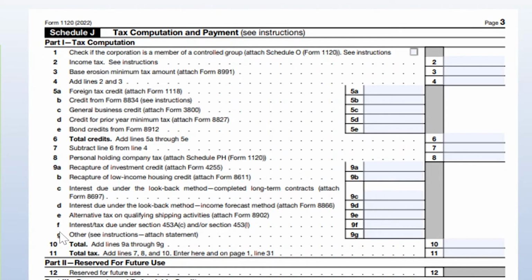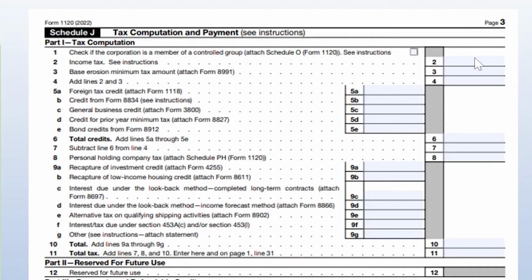In the first section, you calculate how much income tax you owe on line 2. And then you also have other taxes that increase your income tax. It depends on the facts and circumstances of each company. And you also have foreign tax credit. All those non-refundable credits are going to be recorded in here. These non-refundable credits are going to reduce your total tax.